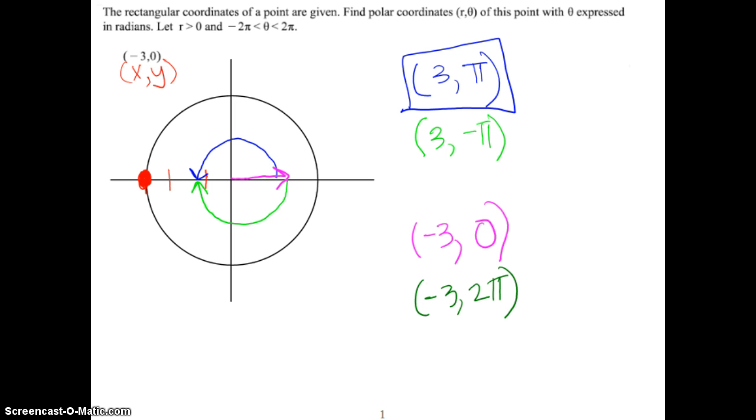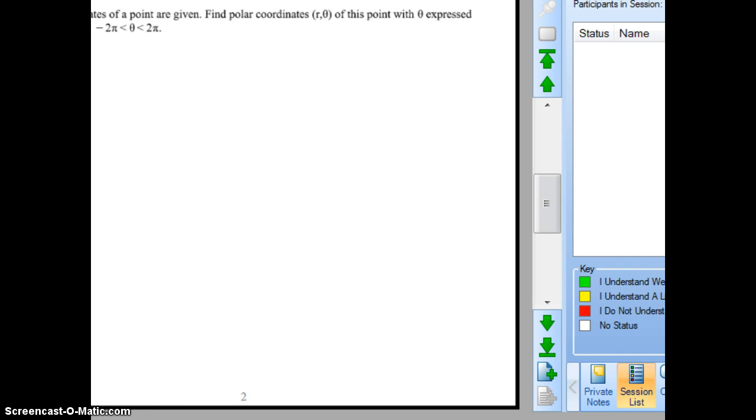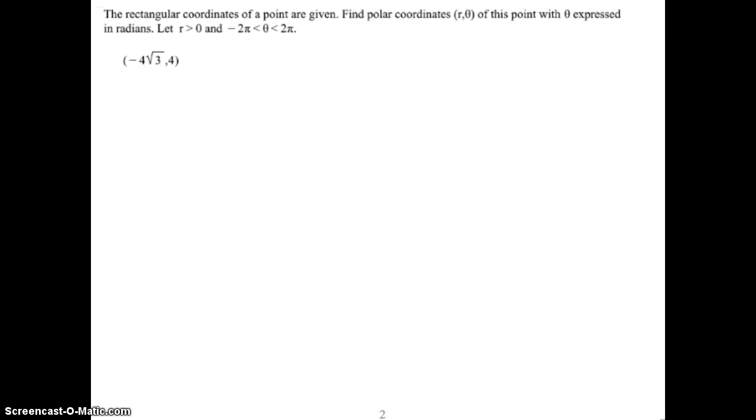Okay, so that's problem number 1. Problem number 2 is a little bit different because it is not on one of the axes. Problem number 2 says the rectangular coordinates of a point are given. Find the polar coordinates r theta of the point with theta expressed in radians. Let r be positive and theta be between negative 2 pi and 2 pi. This time our x and y values are negative 4 root 3 and 4.